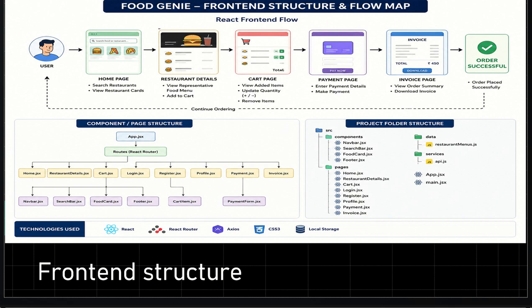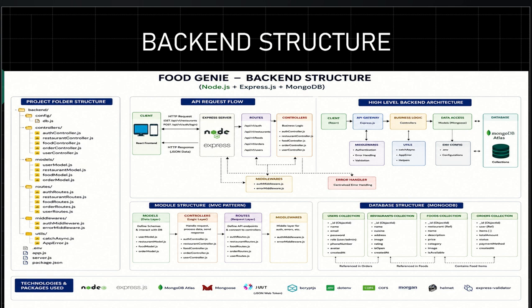Food Genie's front-end structure. The front-end contains different React pages and reusable components. Pages include home, login, register, restaurant details, cart, payment, invoice, and profile. Components such as navbar are used across multiple pages. React Router is used for pages to navigate without refreshing the browser.